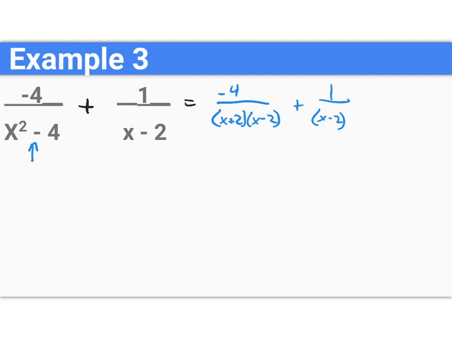So if I multiply by x plus 2 top and bottom, I get the same bottom. So I get negative 4 times x plus 2 all over x plus 2 times x minus 2.